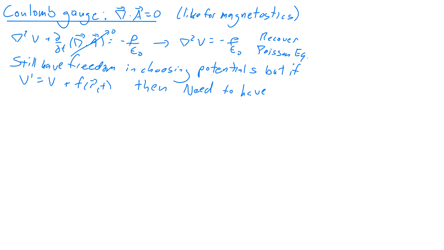Then changing from V to V prime has to produce the same charge density. So that means in order for that to happen, adding on this F can't change the Laplacian of our V to V prime. So the Laplacian of F has to be equal to zero, right? Okay. And typically we want to have our potential go to zero far away. It would be kind of weird if you could have something infinitely far away and still determine its effect.